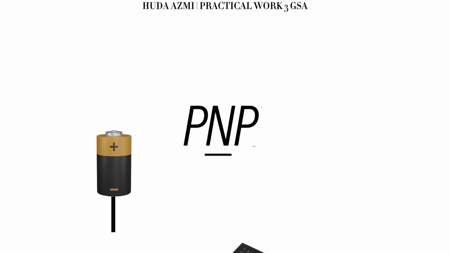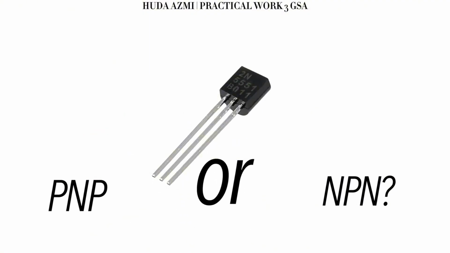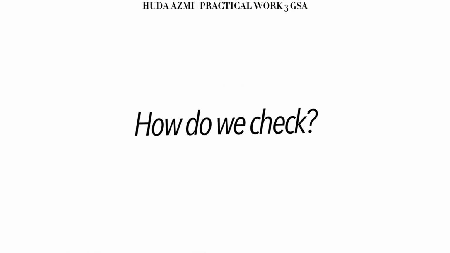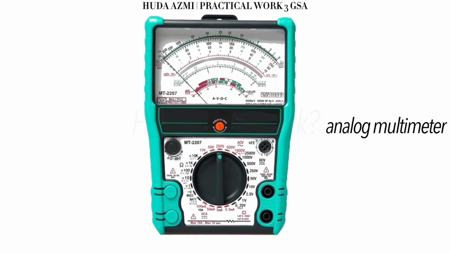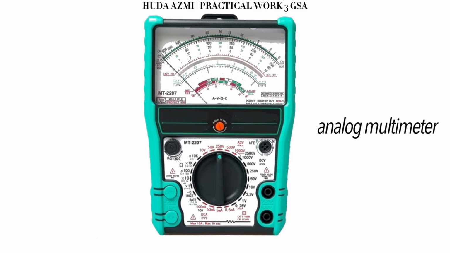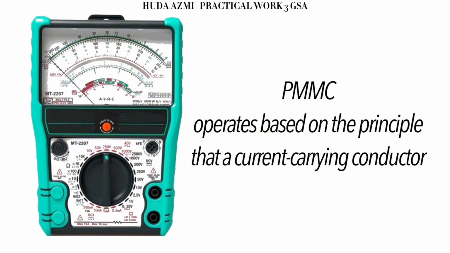Now, how do we determine whether the transistor is PNP or NPN? Transistors are shy little components, which is why you can't tell if they are NPN or PNP just by looking at them. They keep their type a secret. This is an analog multimeter. There is a device known as a PMMC, a permanent magnet moving coil, inside the meter that converts electric current into a mechanical movement so you can read it on a scale.